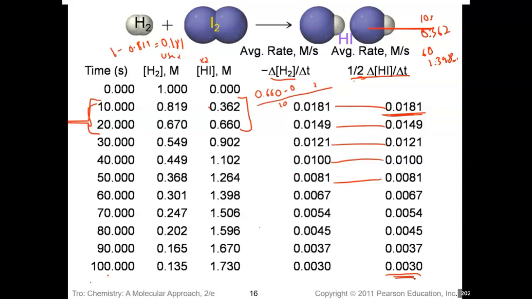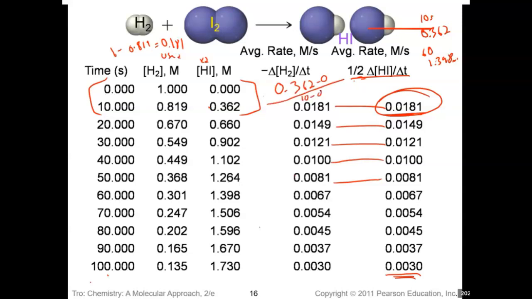Go ahead. So for that first one, did we divide or did we turn it by 1/2? The first one. Hold on. This right here? Yeah. So when we did the first one, we'd be looking here. So it would be 0.362 minus 0 over 10 minus 0, but we need to multiply by 1/2. 0.362 divided by 10 divided by 2.